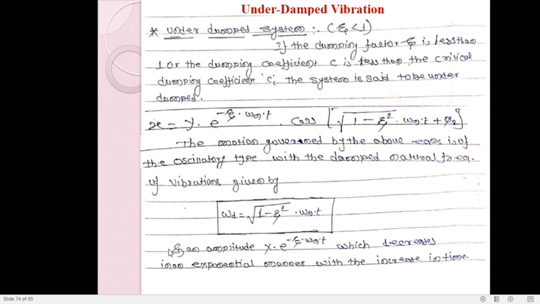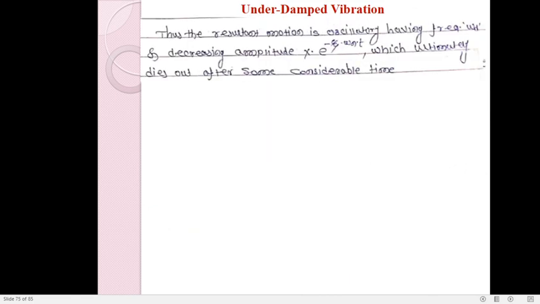That is the meaning of this amplitude, X into e to the power minus xi into omega n into t, which decreases in an exponential manner. Why exponential? Because we have e, the logarithmic base. That's why whatever amplitude you initially gave, in each cycle it will decrease exponentially. Thus the resultant motion is oscillatory, having frequency omega d and decreasing amplitude X into e to the power minus xi into omega n into t, which ultimately dies out after some considerable time.